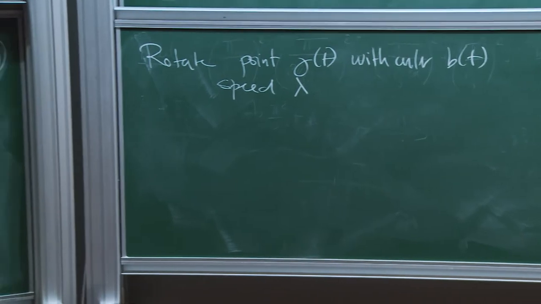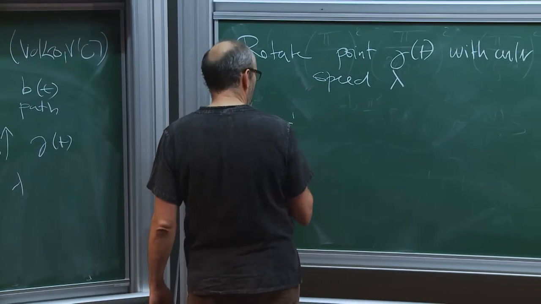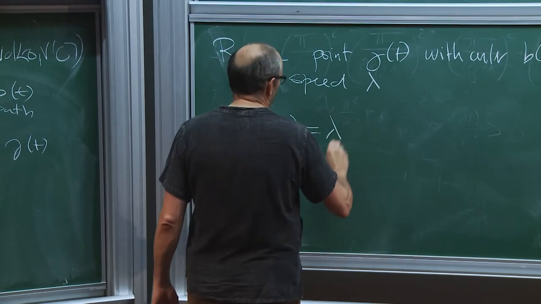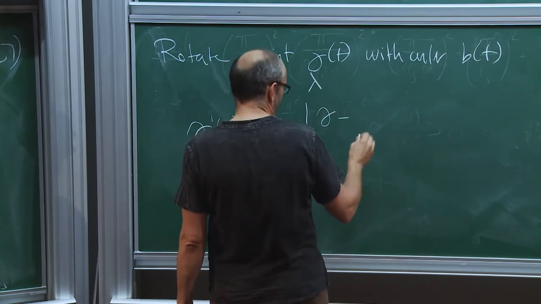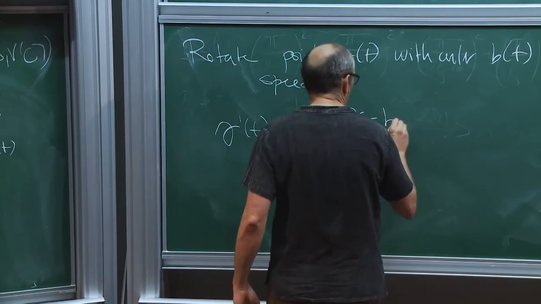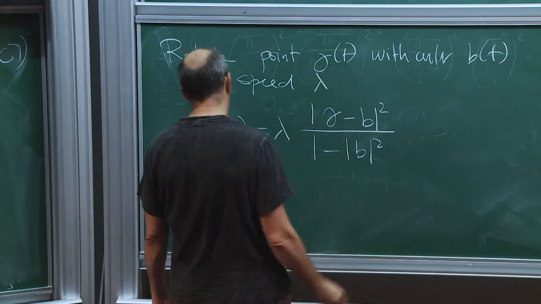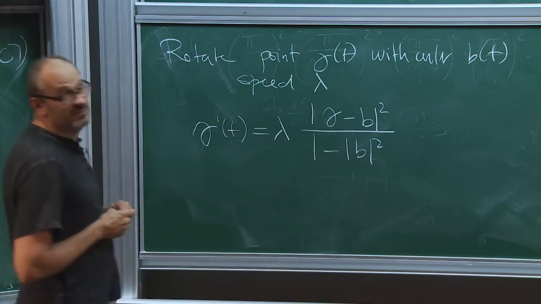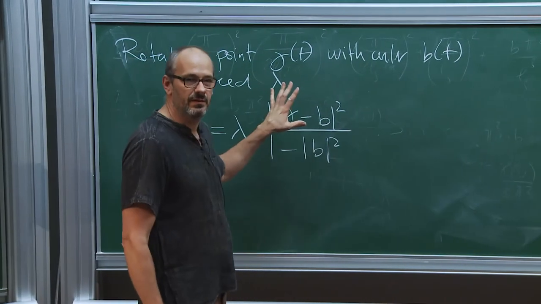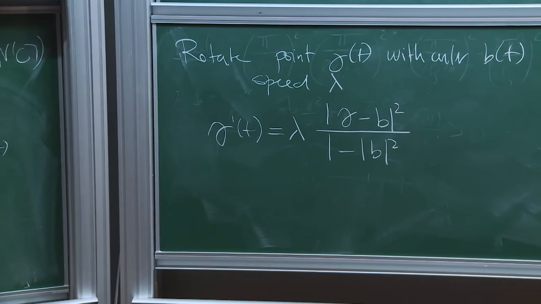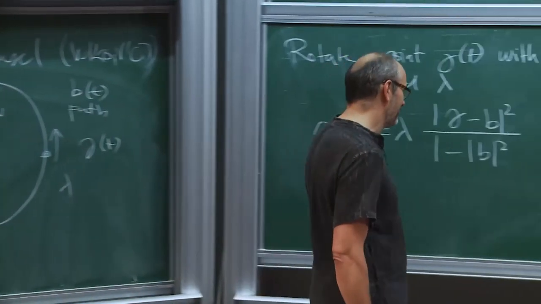If you're in this Poincaré disk model, you write everything in Poincaré coordinates, and you can write an ODE. So gamma prime of t is lambda times the harmonic measure. The way it looks is the distance between gamma and B_t, squared, divided by 1 minus |B_t| squared. That's the ODE that it satisfies. This is Euclidean distance. It's written in Euclidean coordinates, but this whole thing is defined intrinsically.